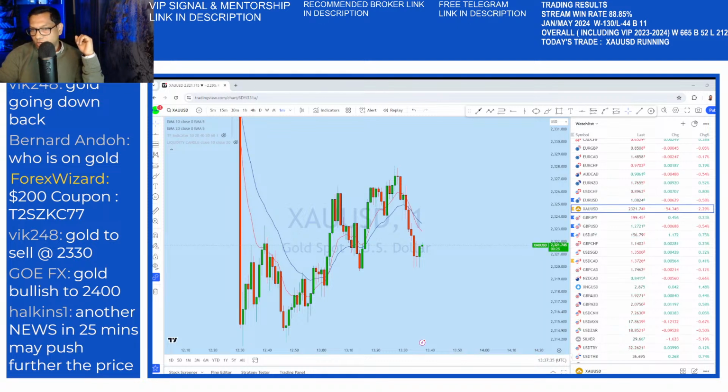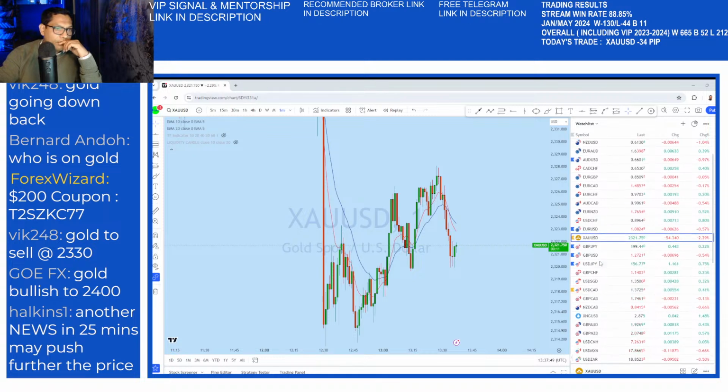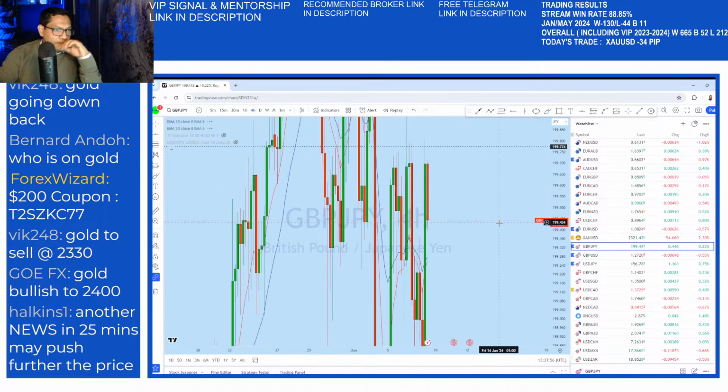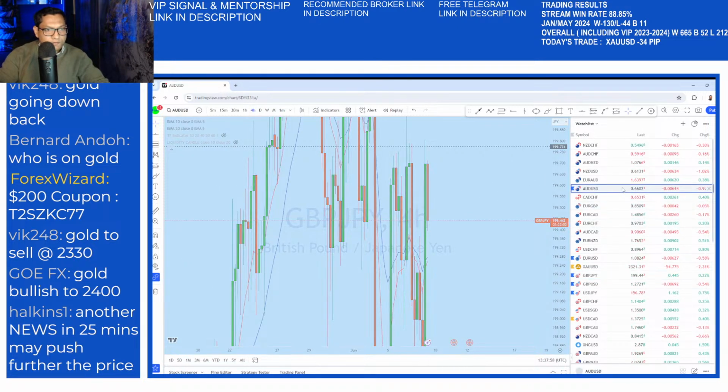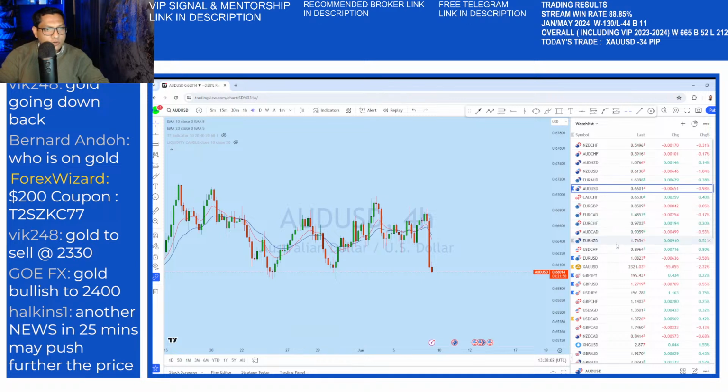So this is what we need to realize: we have minus 34 pip on gold. It's gone 34 pip. So let's see what's happening, pardon me guys, on USD pairs, how they are doing.